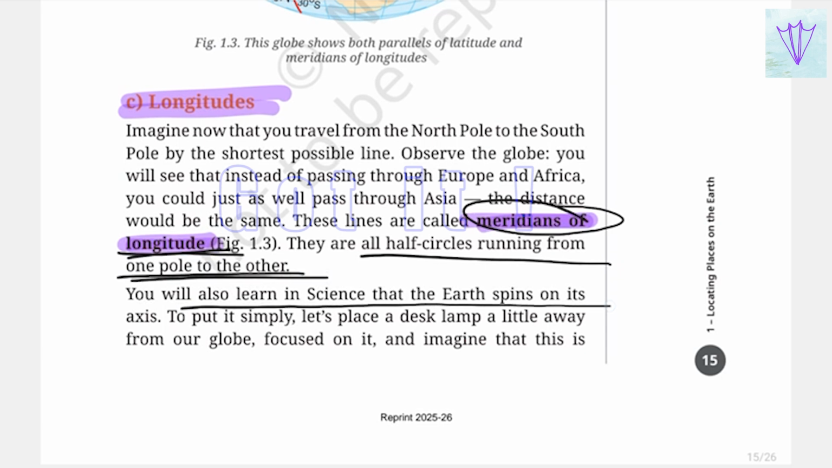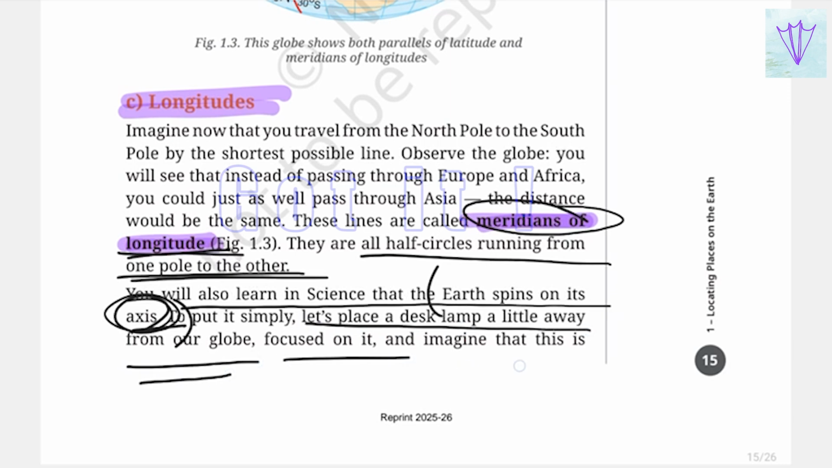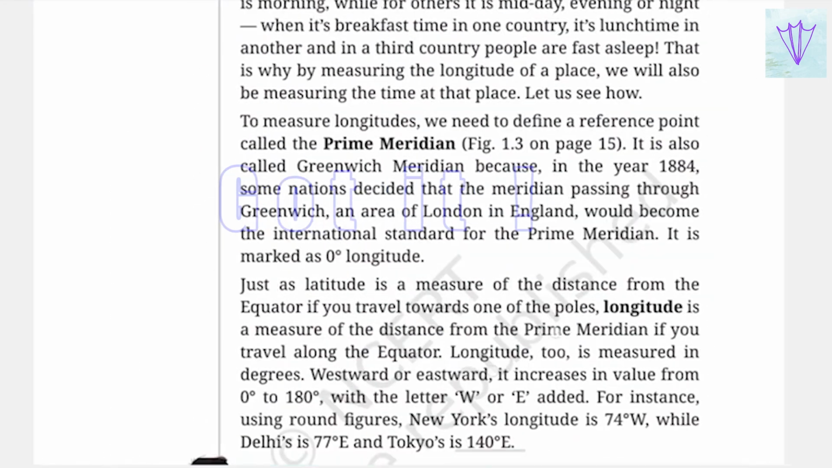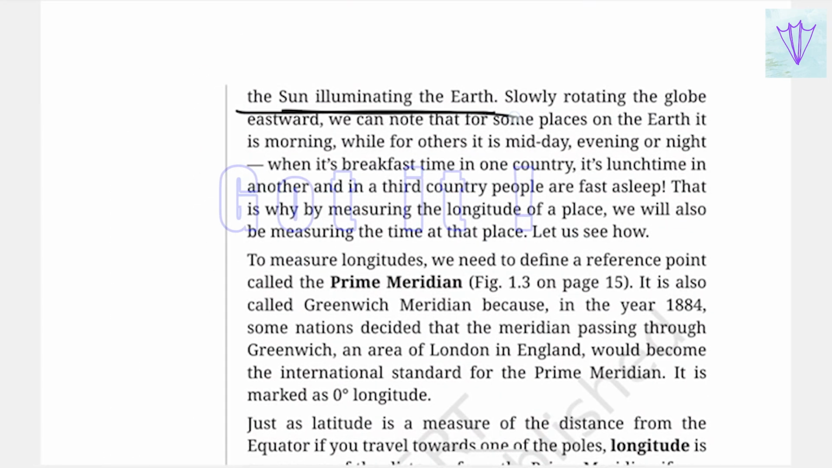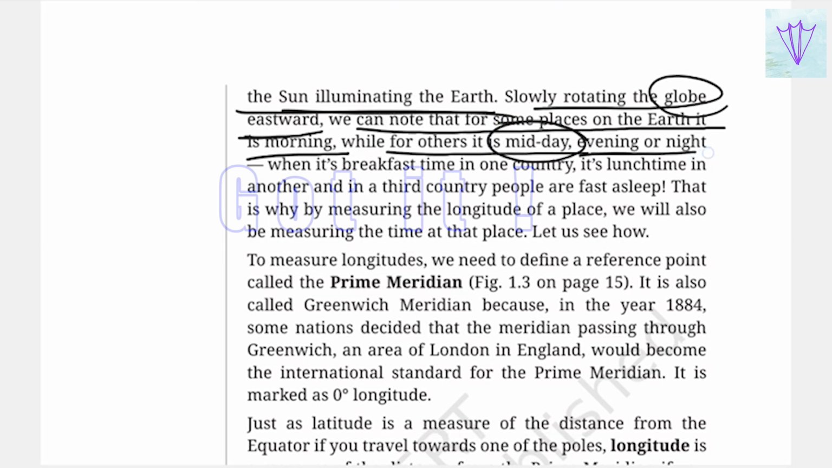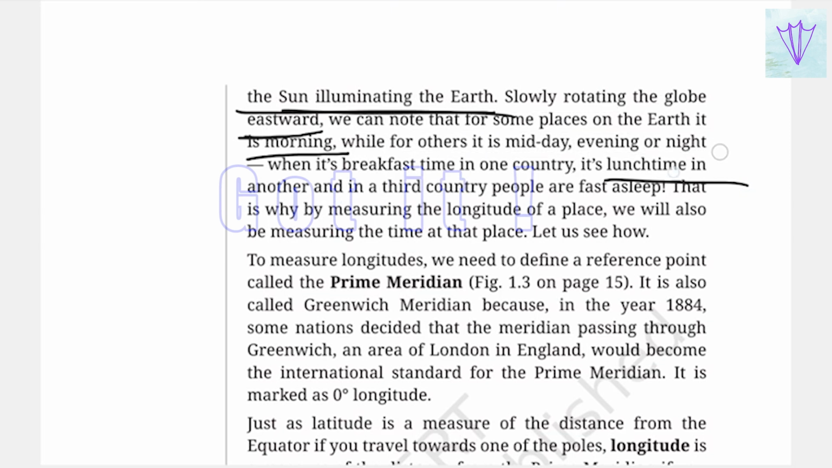You will also learn in science that the earth spins on its axis. It is important to note that the earth spins on its axis, and to make it simple, let's place a lamp a little away from the globe and focus on it. Now imagine this is the sun illuminating the earth. Slowly rotating the globe eastwards, we can see that there are some places on the earth in the morning, while the others are in the midday, evening or the night. So it's breakfast in one country, it is lunchtime in another, and the third may have already gone to sleep.